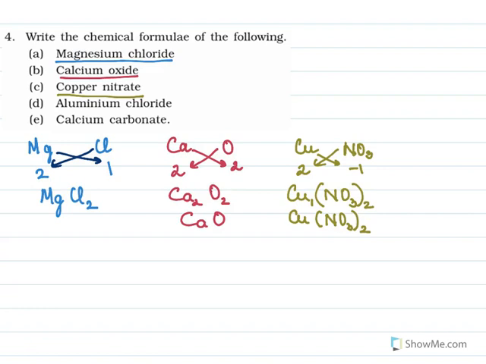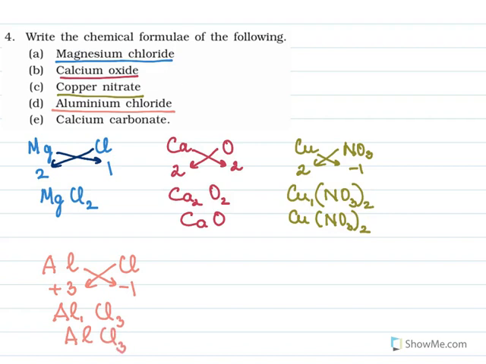Next we get on to aluminium chloride. So aluminium Al plus 3, chlorine minus 1. So here we crisscross, so we have aluminium 1 Cl3. So this is aluminium chloride.